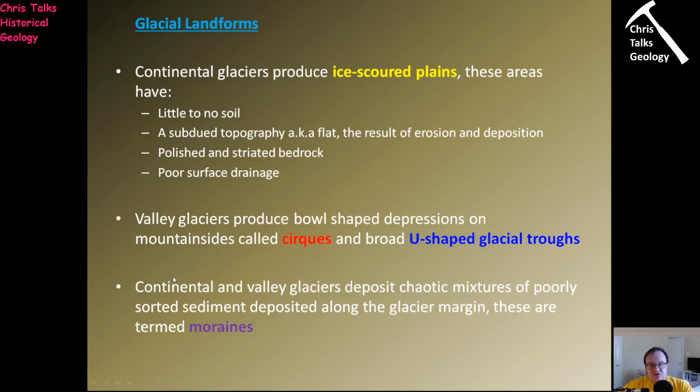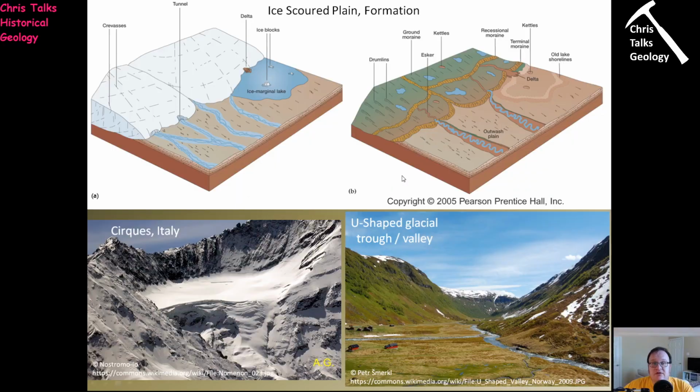Now, obviously, continental and valley glaciers will deposit this chaotic mixture of sediments right at their front, which we refer to as a moraine. So here we go, this is our situation. Here is our glacier, and when it's pushing over the area, it's pushing down the crust to start with. It is essentially acting like a bulldozer. The soil goes, topography gets subdued, gets scoured down. The rocks themselves become polished, they have striations on them, and the surface drainage is very, very poor.